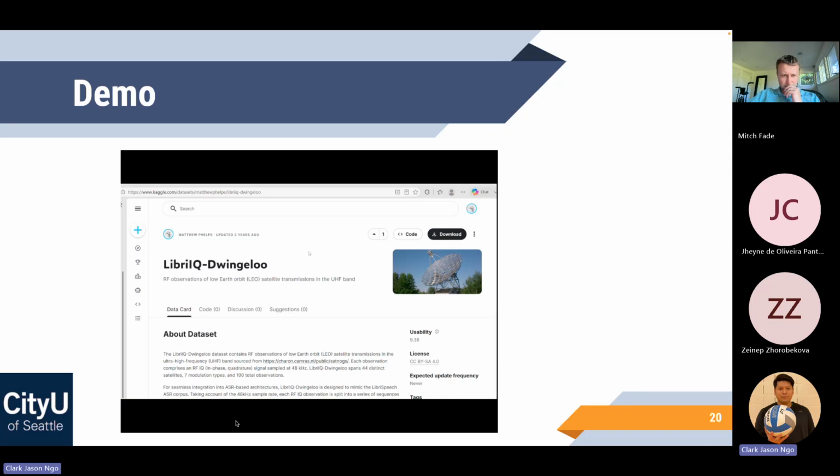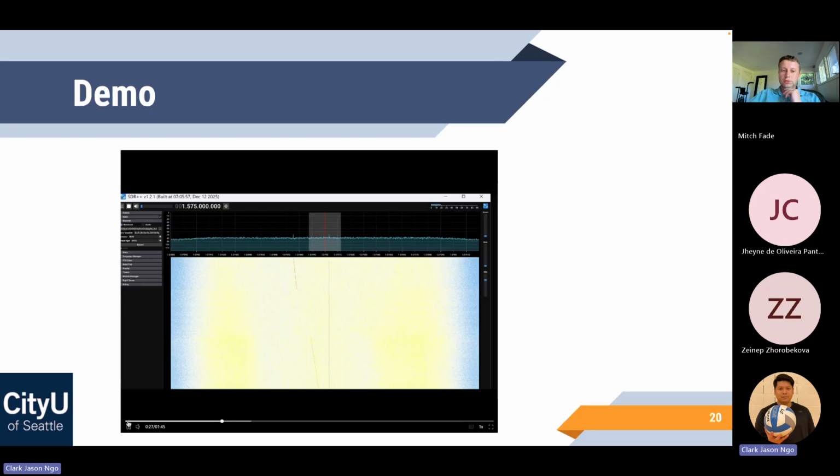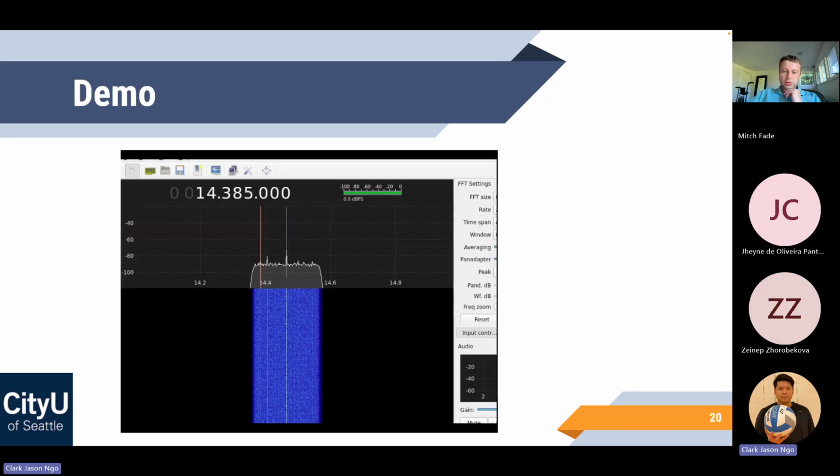Anyways, let's see. Signals from satellite downlink. Here we have a Starlink beacon signal with a highly apparent Doppler shift. Here we have the NOAA APT signal on the left-hand side.